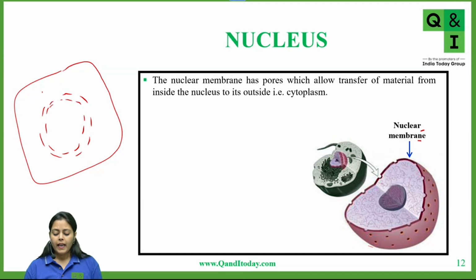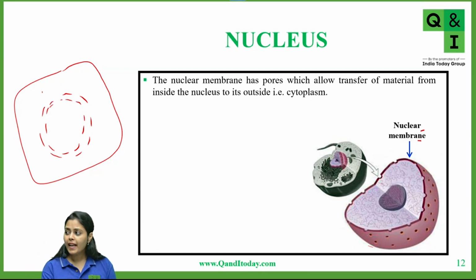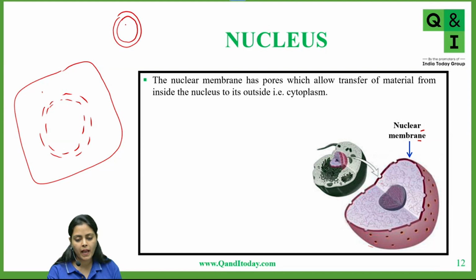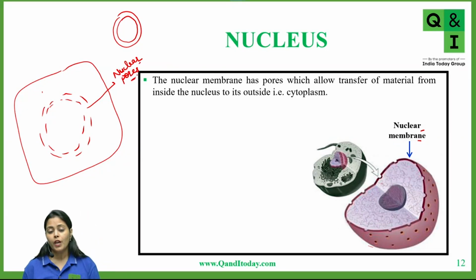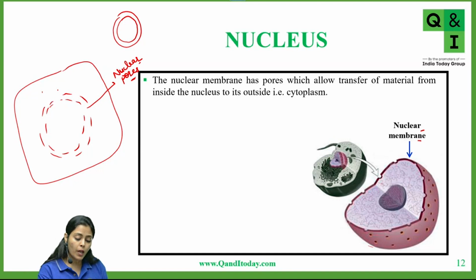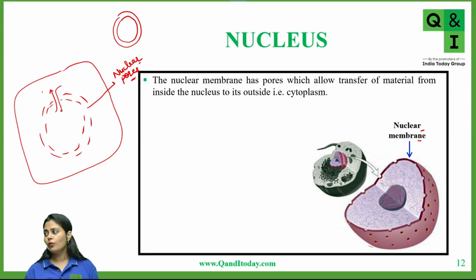Now, just like I have shown you in this nucleus image, I have not drawn the membrane in a continuous manner. I have drawn it with some spaces. These spaces are called nuclear pores. So you have certain pores present in the nuclear membrane. What function will they perform? They will basically allow the entry and exit of molecules from nucleus to cytoplasm and from cytoplasm to nucleus.